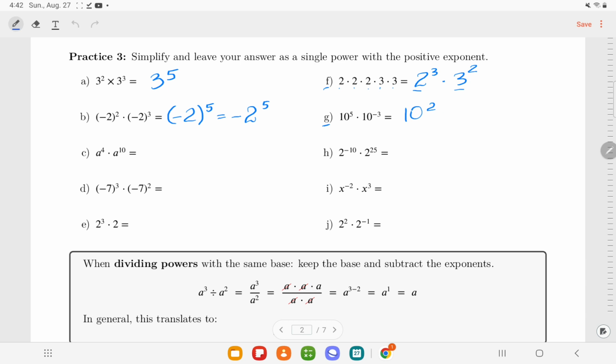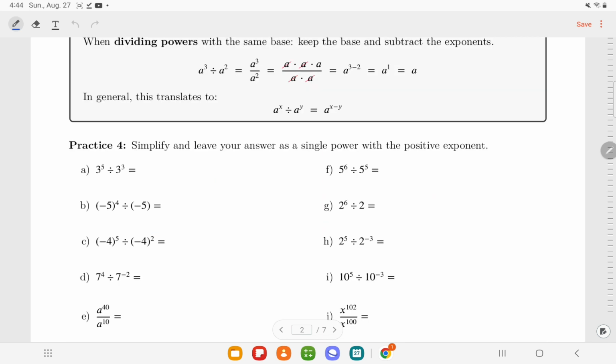And now complete practice 3. And when you're ready, check your answers. Notice that if the exponent is 1, we don't write it. So x to exponent 1, we keep it as x. 2 to exponent 1, we keep it as 2. So when we multiply powers, we keep the base, we add the exponents.